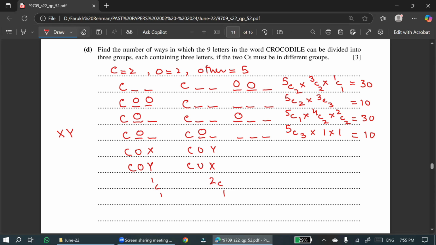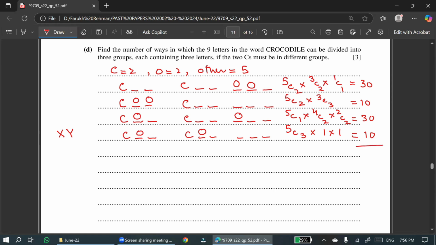Now the total number of options in which we can make three groups and both C's are in different groups, the total number of options are 80. Now I will explain the fourth case again.